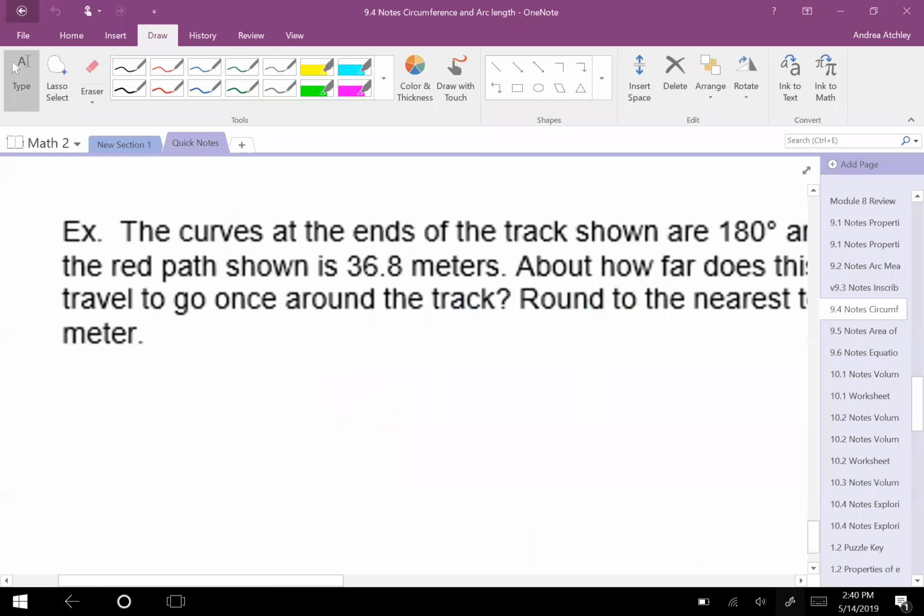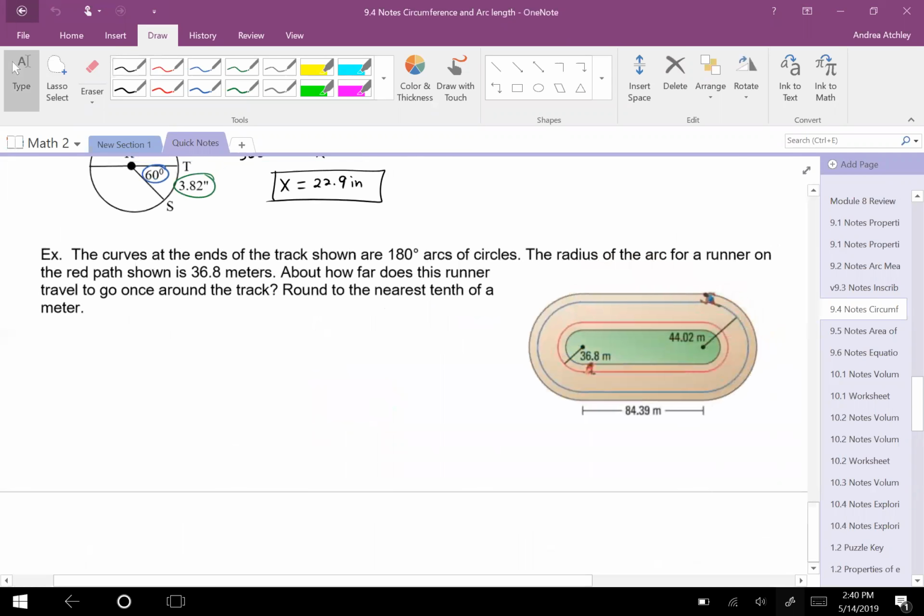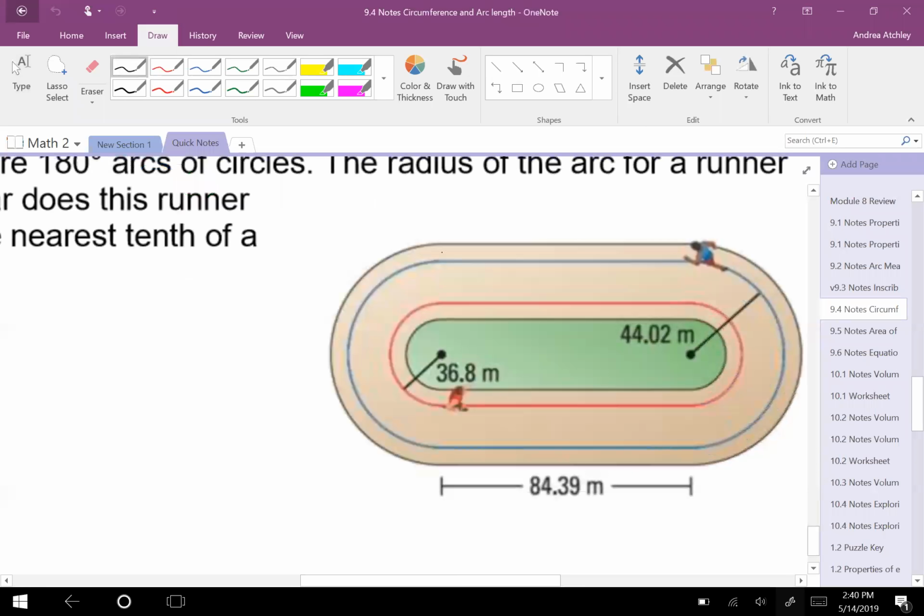Okay, now we're going to talk about track. Okay, the curves at the end of the track shown are 180-degree arcs of circles. Okay, the radius of this arc for a runner on the red path is 36.8. About how far does the runner travel to go once around the track? Round to the nearest tenth. Okay, so we're only looking at the red line. We're not worried about the blue outer line.